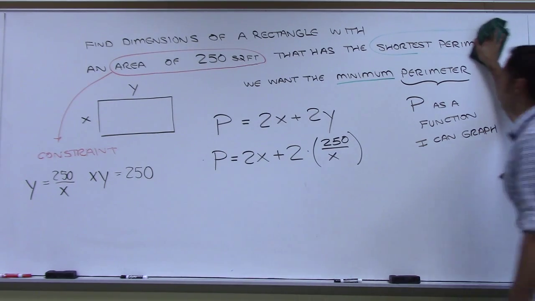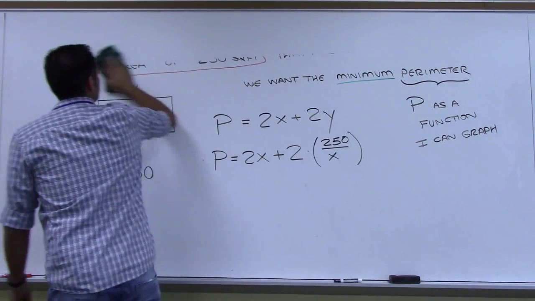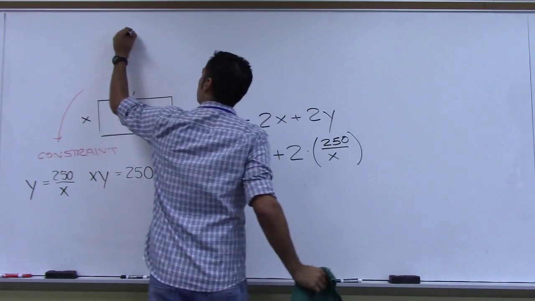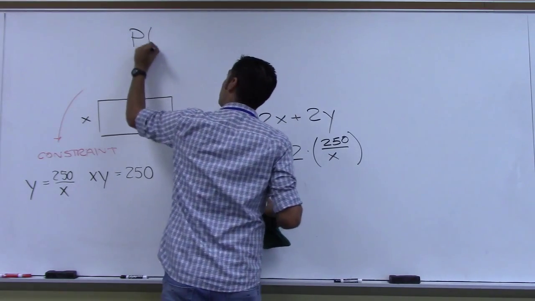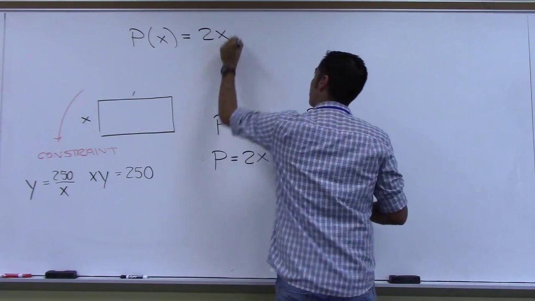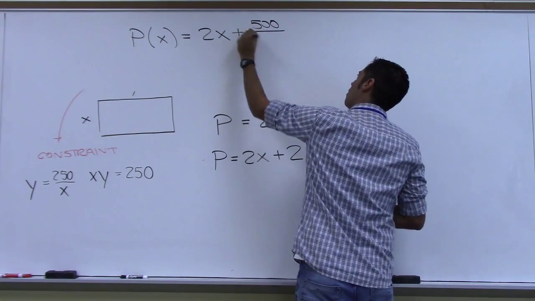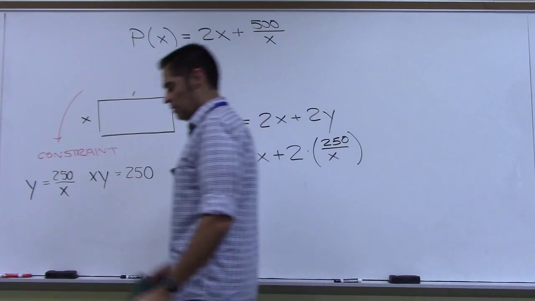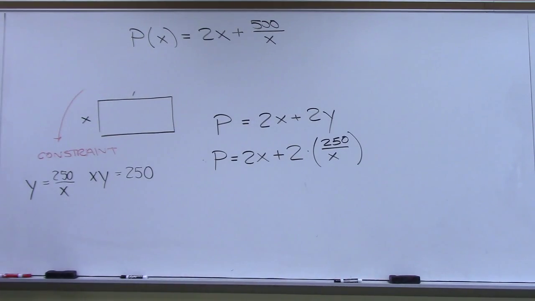Now let's clean that up a little bit. The perimeter is now a function of completely one variable x. It is exactly 2x plus 500 over x. Right? And what do I want to know about that? Where's the minimum value? I want the minimum of that.